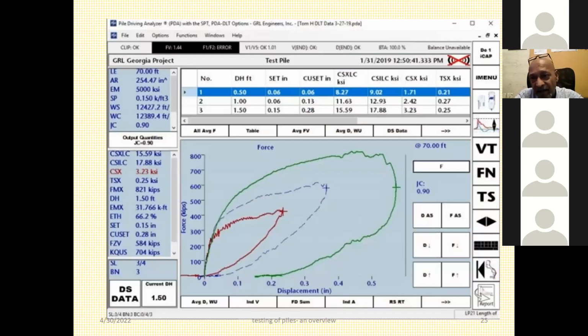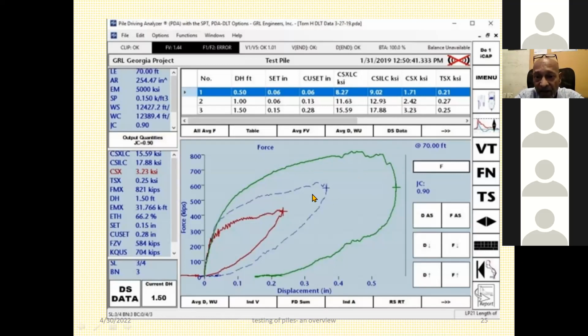This is another kind of representation of the dynamic load test, where you can see three different graphs. This is when the impact is taking place. This is happening in microseconds. The entire graph is represented in just microseconds. This is when the pile is going down. This is when the pile is rebounding after the impact.